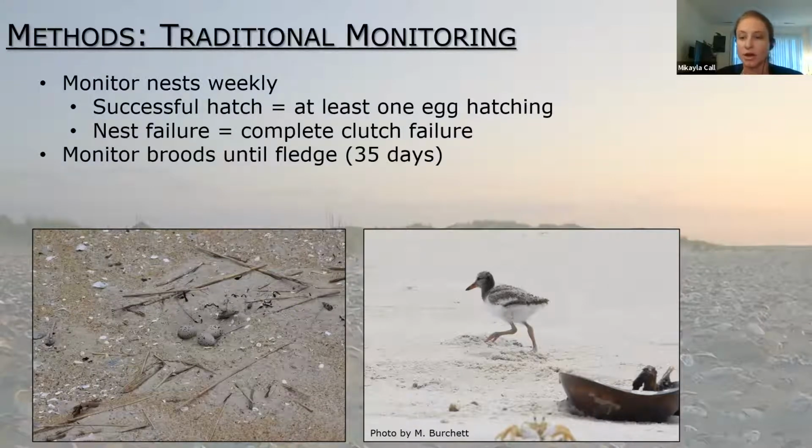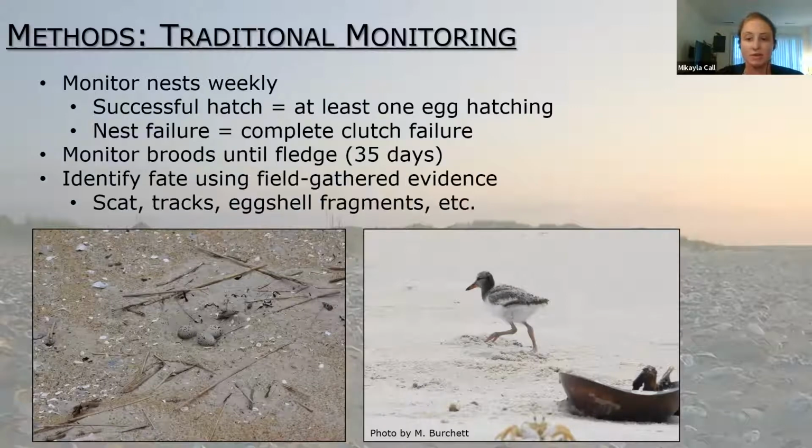When possible, the cause of nest or brood failure was identified using field gathered evidence such as predator scat, tracks, and eggshell fragments.